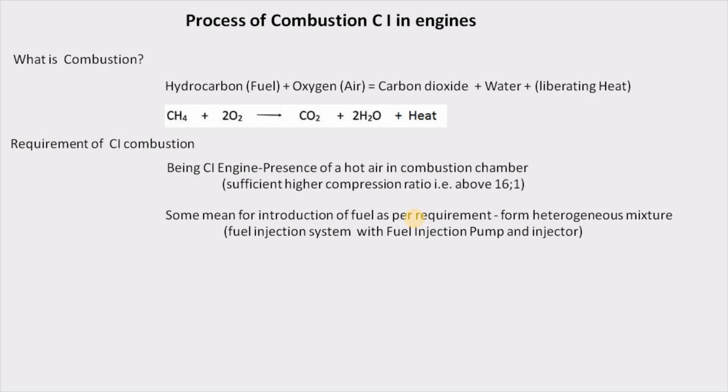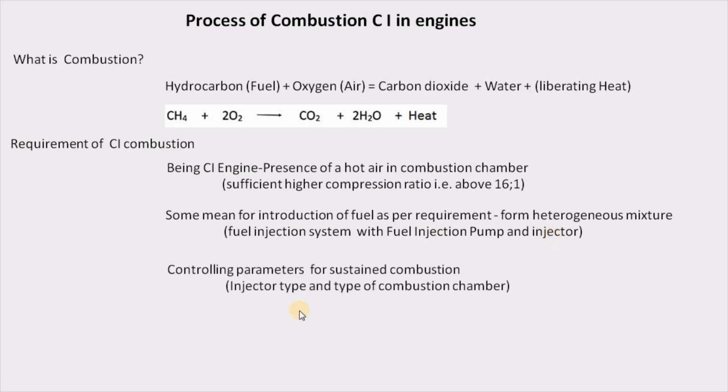In order to produce this heterogeneous mixture inside the combustion chamber, we have what we call a fuel injection system. This fuel injection system consists of a fuel injection pump and an injector system. The fuel injection pump is going to inject the fuel into the combustion chamber at high pressure, and the injector is going to ensure that the fuel coming from the pump at high pressure is injected in the form of droplets into the combustion chamber, so that we can produce a heterogeneous mixture. Third requirement is we should have a sustained combustion.